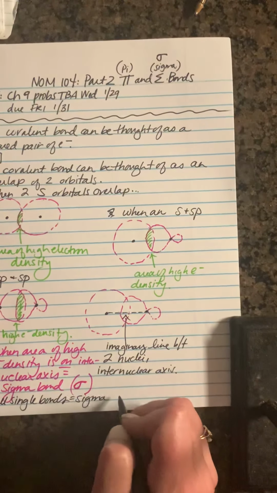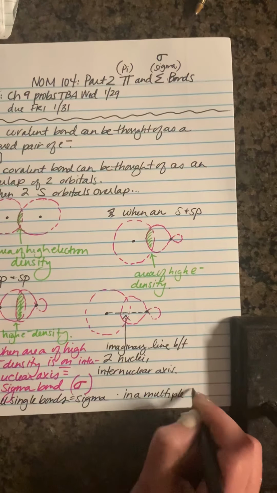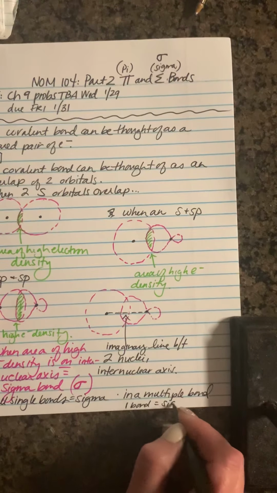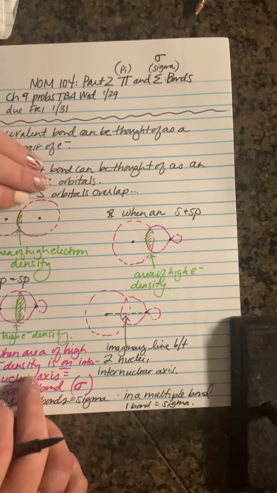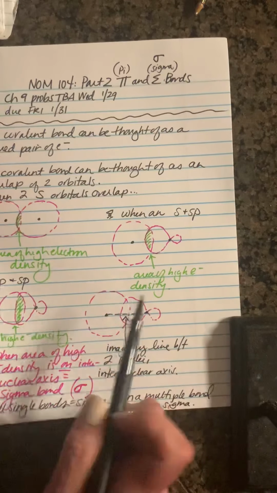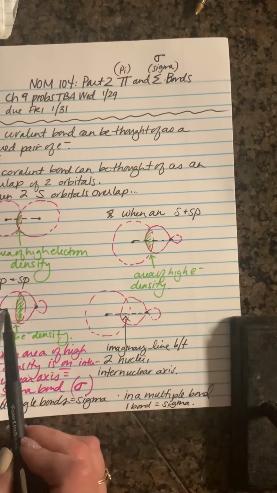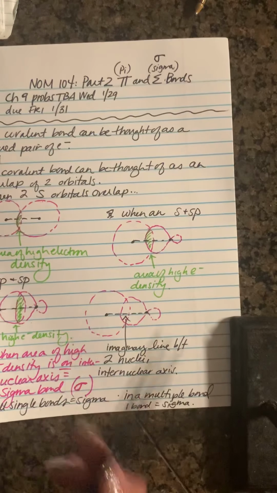Okay, and then the other thing that you want to remember too is that in a multiple bond situation, one bond is always a sigma bond. It doesn't matter which one you choose, but one of those bonds will always be a sigma bond. Okay, so that takes care of sigma bonds right here. These are all examples of where we have the area of high electron density right on the internuclear axis. Okay, so we're going to move on to pi bonds.